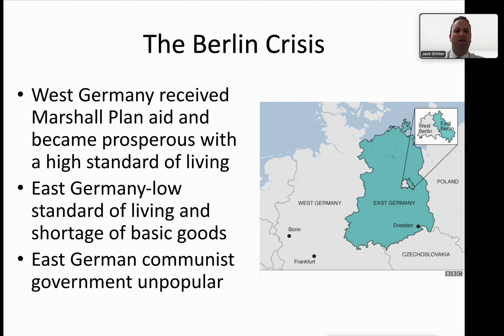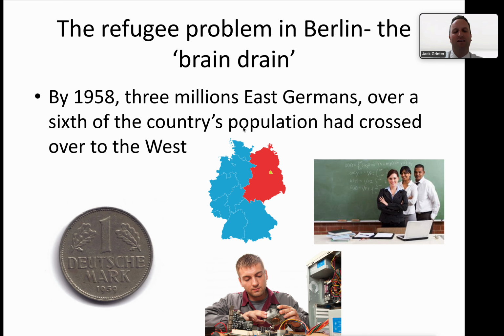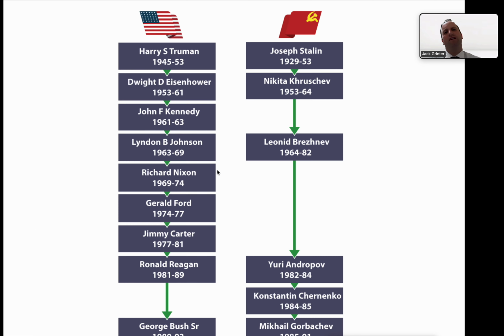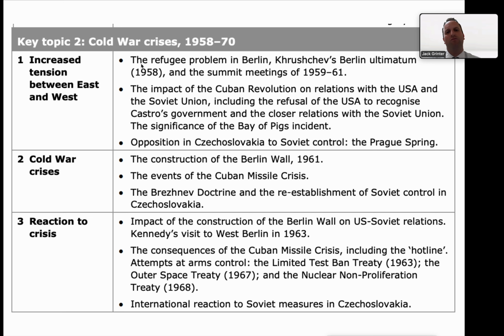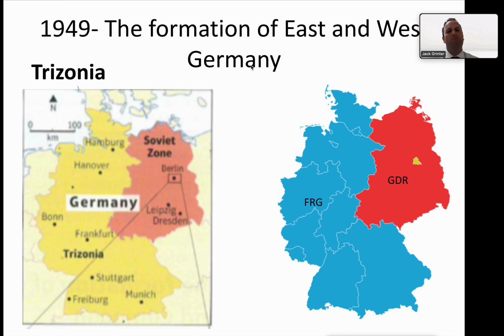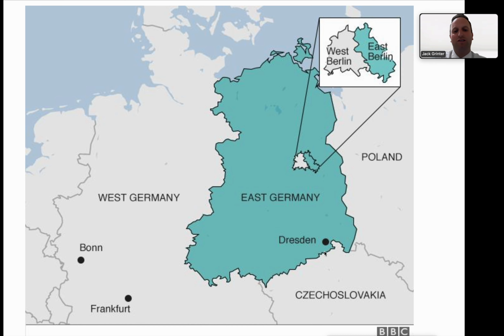Better housing, better jobs, more availability of things like consumer goods as well. So generally, and this isn't to say that everybody in East Germany was miserable and everybody in West Germany was really happy, but one way of judging whether or not people in a country are happy is, do they want to stay in that country and live there? Because what was happening with East and West Germany was there was a refugee problem. This is the first part of the specification you need to know about for Key Topic 2. Refugee problem in Berlin. The refugee problem was the people leaving East Germany to go to West Germany.